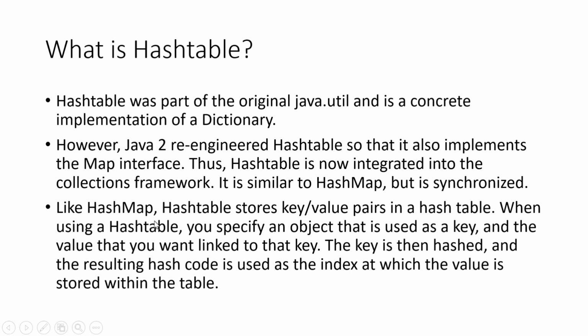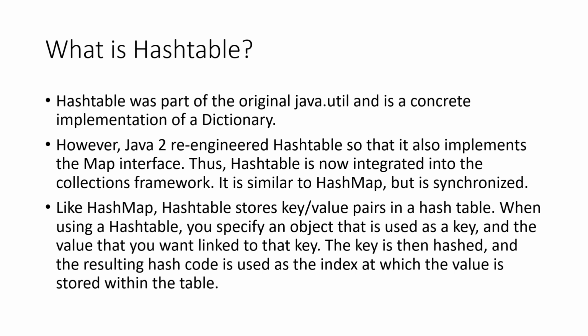Like hash map, hash table stores key and value pairs. When using a hash table, you specify an object that is used as a key and the value that you want to link to that key. The key is then hashed, and the resulting hash code is used to index and store the value in that particular index of the table.